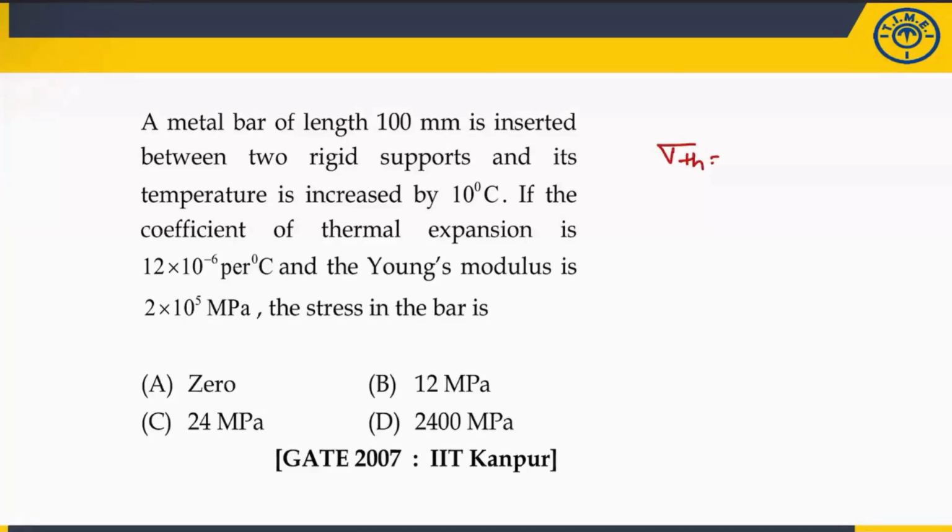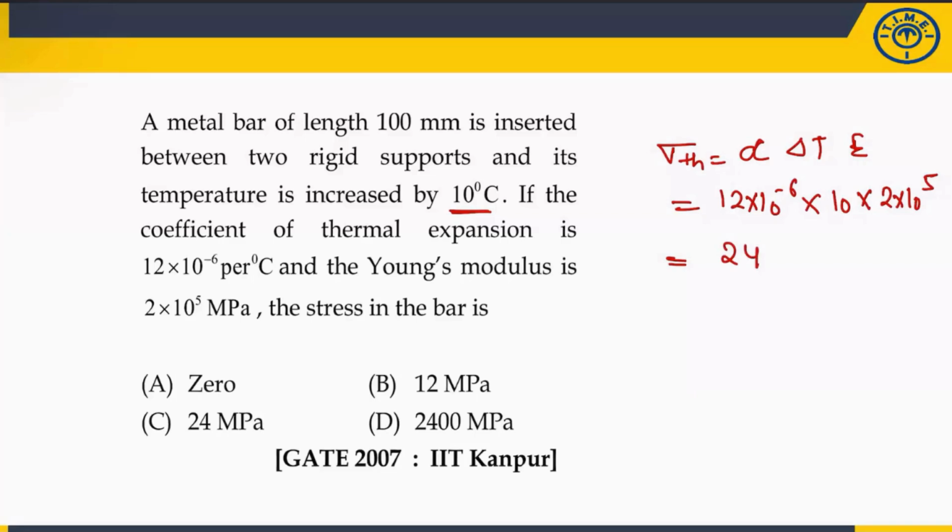Thermal stress you have to calculate: alpha delta T into E. What is the alpha value here? 12 into 10 to the power of minus 6. Delta T value is 10 degrees centigrade. E value is 2 into 10 to the power of 5. So this value is 20 into 12, that is 240. 10 to the power of minus 6 into 10 to the power of 5 is 10 to the power of minus 1. Yes, 24 megapascal is the correct answer.